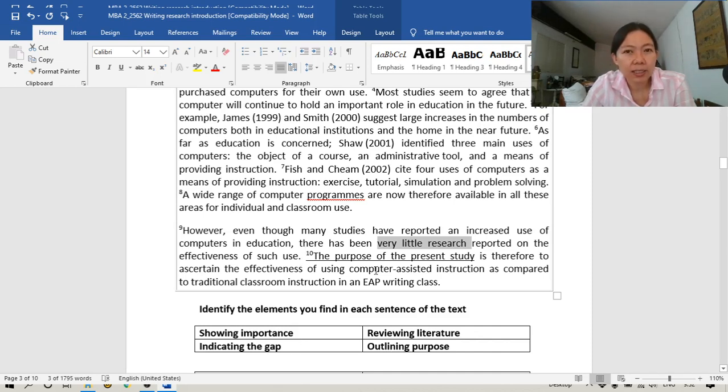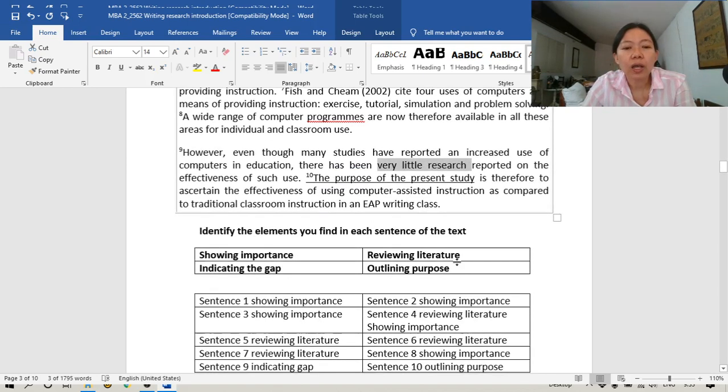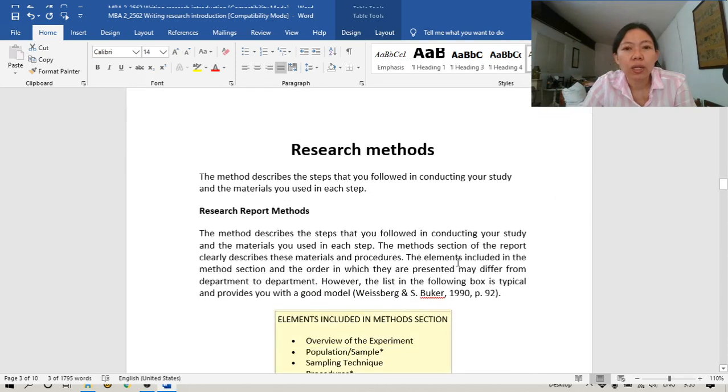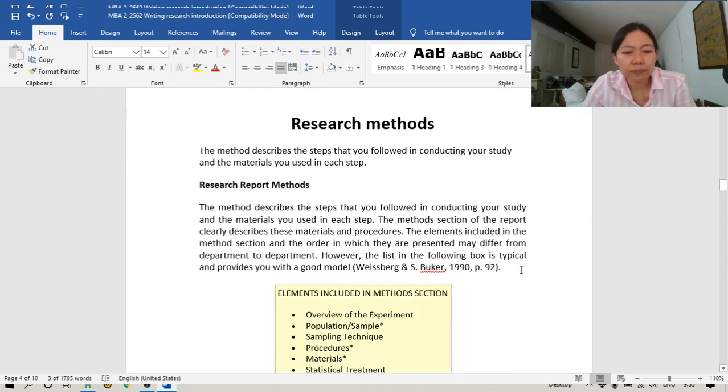And then the last sentence: the purpose of the present study is therefore to ascertain the effectiveness of using computer-assisted instruction as compared to traditional classroom instruction in an EAP writing class. So this sentence 10 is used to outline the purpose of the study. Now we are going to move on to the research method section.